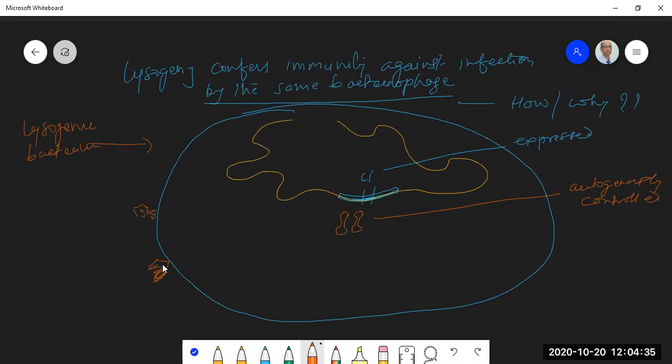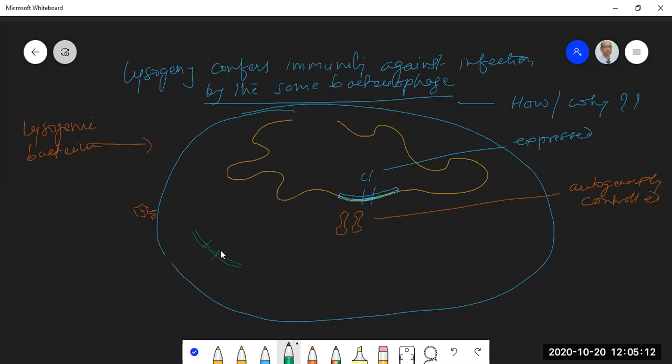Now, the question is, let's say a second bacteriophage infects, and it inserts its DNA into the cell. This is the second bacteriophage DNA, let's say. It has infected the lysogenic bacterium, but it will not be allowed to undergo the lytic pathway. This lysogenic bacterium cannot be killed. Lysis of this bacterium cannot take place by the infection of the second bacteriophage. We are trying to understand where this immunity comes from, how it happens, and I am trying to answer that.